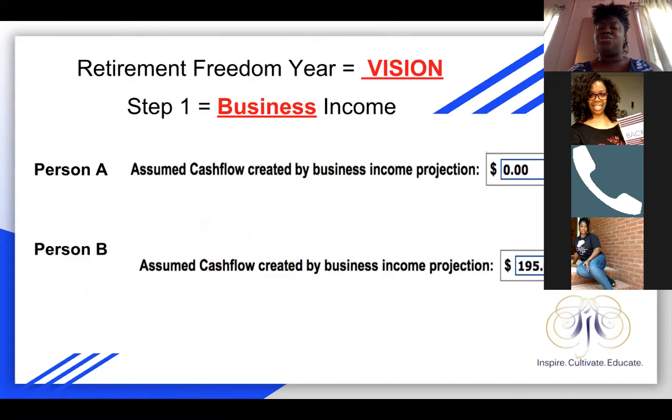And if you're not too sure about what my econ is, it is the personal financial success system, and this tool is part of that system. So make sure you get back with the person that referred you to this webinar so they can help you understand a little bit more about what we do. But person B makes $195 a month, and guys, that's only partnering with 3 people. So step 1 is your business income.